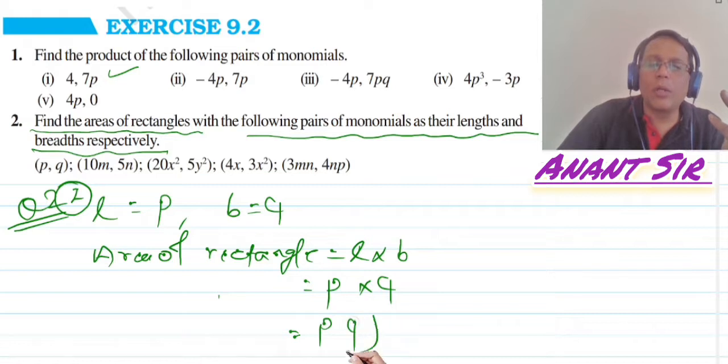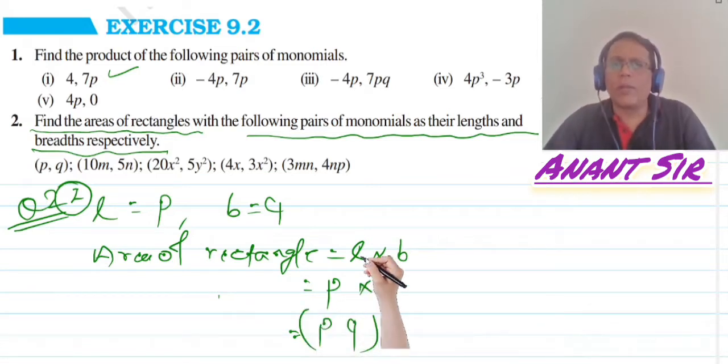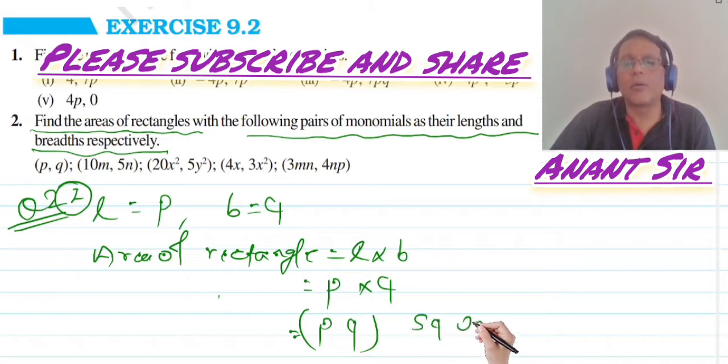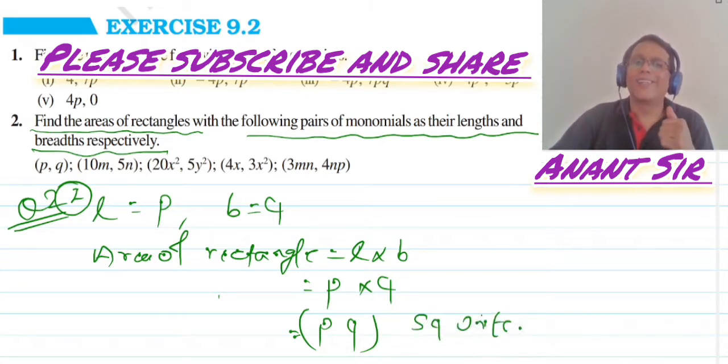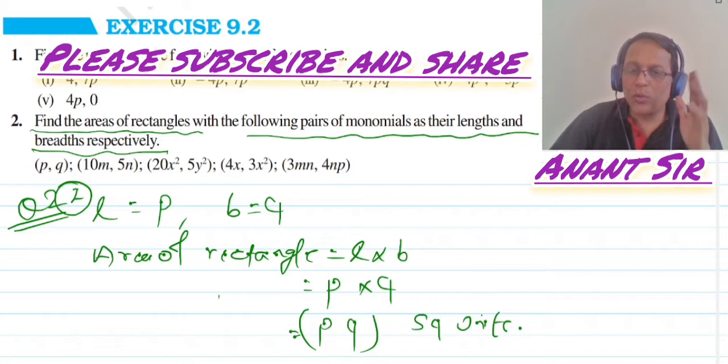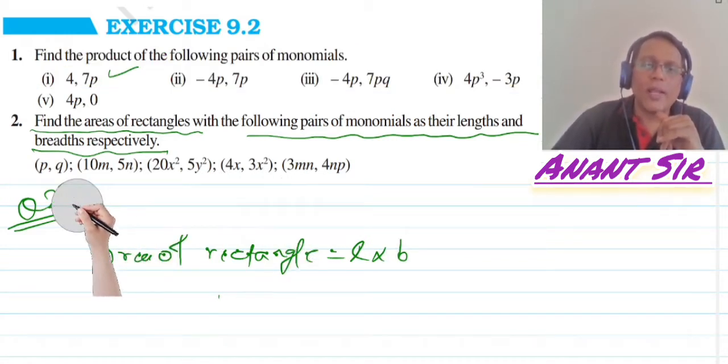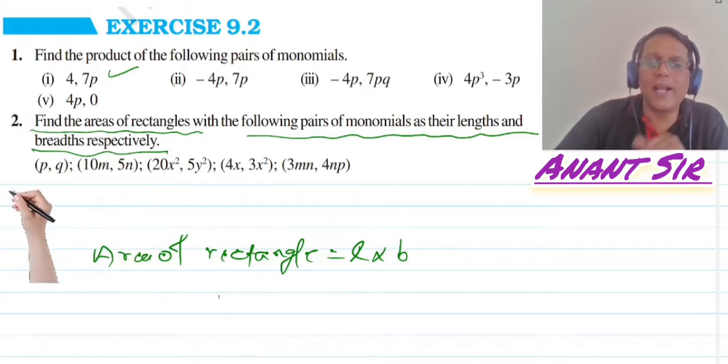p into q, you cannot do anything further. p into q cannot be r. So this is our final answer. That's it. Square units. Okay. I hope you have understood this question clearly. Now let's move on to the next one. Question 2's second question now we are doing.